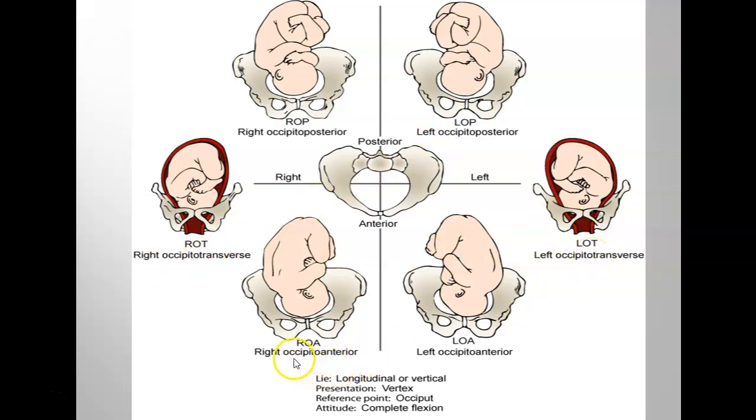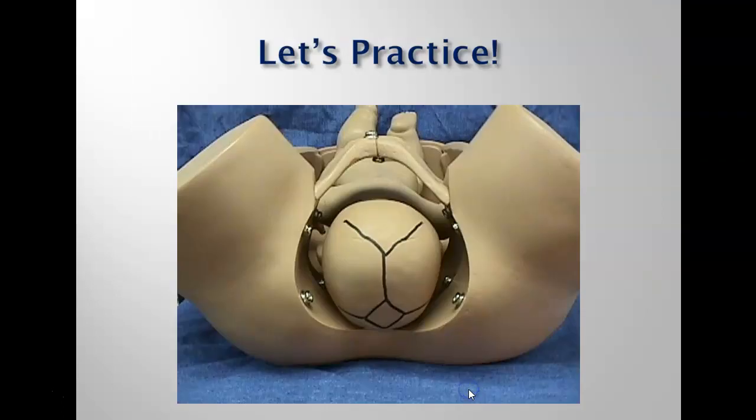And then this baby is in a right occiput anterior position, and this one is in a left occiput anterior position. So we're going to look at some pictures and we're going to practice. So first of all, when we're looking at the pelvis, this is obviously mom's pelvis. This is the baby's head coming out in the vertex position.